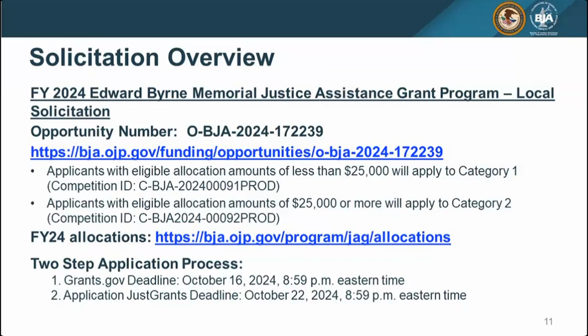And to find out which category you're in or what your allocation is, you would click on the allocations link and then select your state and then find your local jurisdiction. You can see there are 2 deadlines, so be cognizant of that. There's a grants.gov deadline, which is October 16th. And then a second deadline in JustGrants of October 22nd. So 2 different deadlines. Make sure you do meet both. So be cognizant of that.